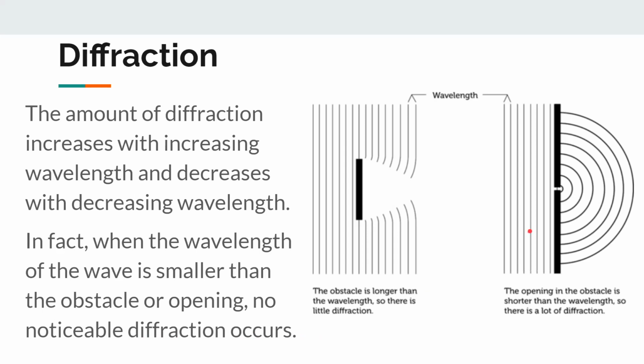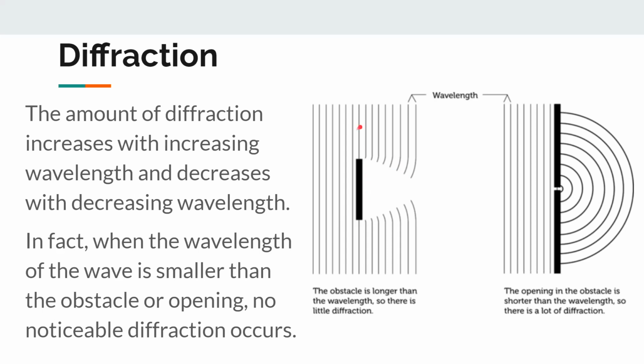So if you have a small opening, then the wavelength of your wave is going to be much larger than it. Whereas if you have a very large opening or a very large obstacle, then you're not going to have as much diffraction occurring. If you look here, these waves don't bend very much because this obstacle is pretty large.